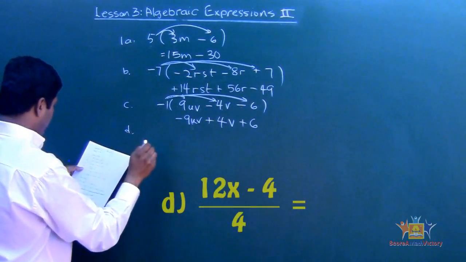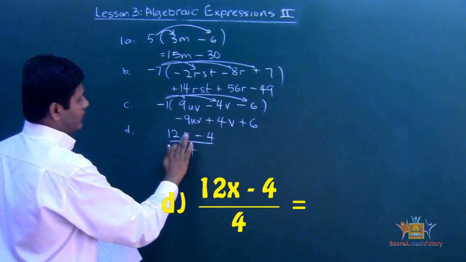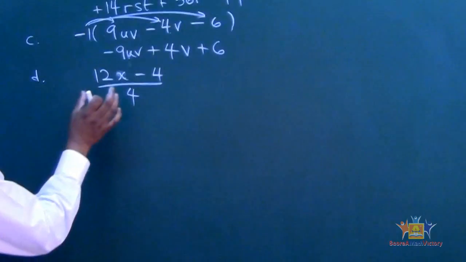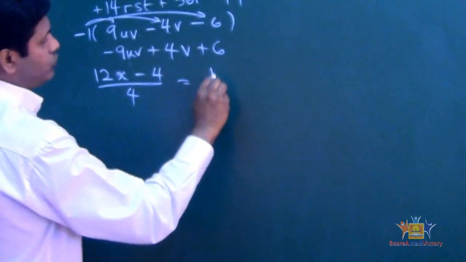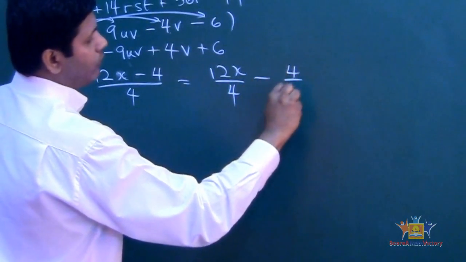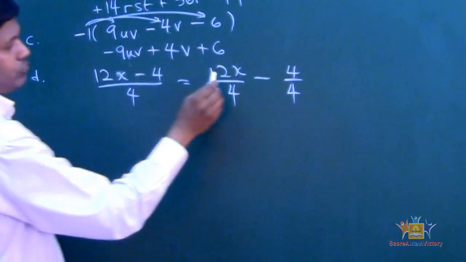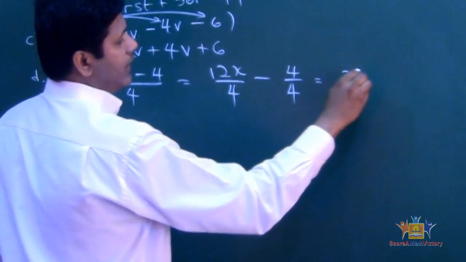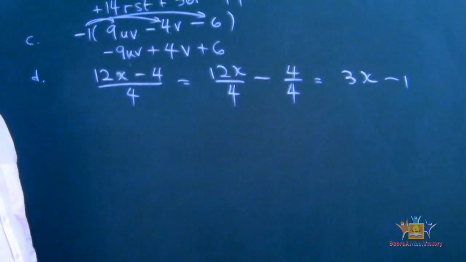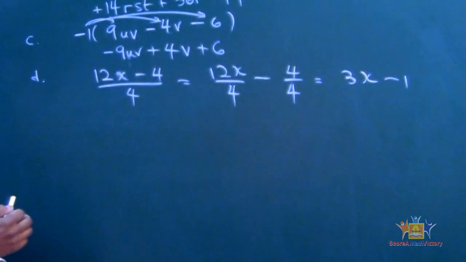Now D, you're given 12x minus 4 over 4. I can break them by their terms. In other words, I can put 12x over 4 minus 4 over 4. See that? By the terms, I can break it up. So 12 divided by 4 is 3x, minus 4 divided by 4 is 1. Very important. That's it right there. That's the final answer. Okay, good.